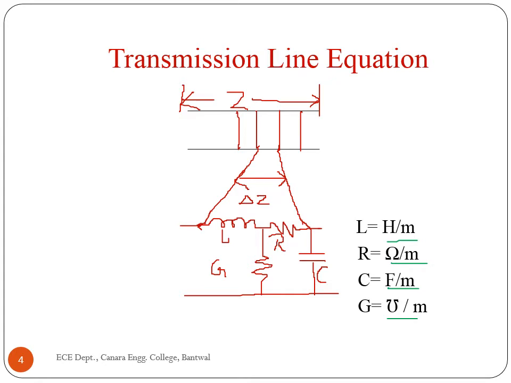To get the absolute value of inductance in Henry, I have to multiply the Henry per meter with unit length, that is meter. Therefore, here, to get the absolute value of the parameter, I have to multiply with the unit length delta z.